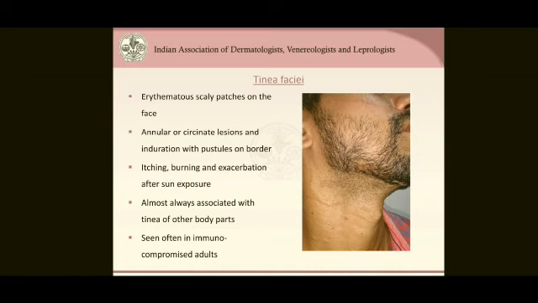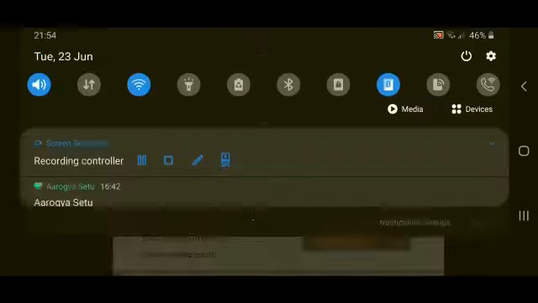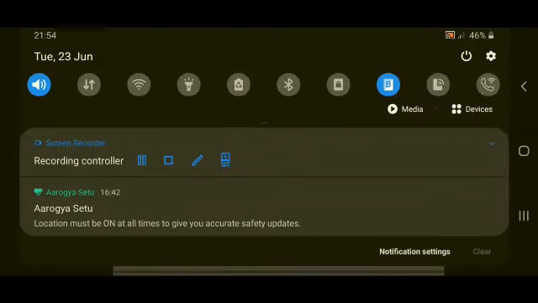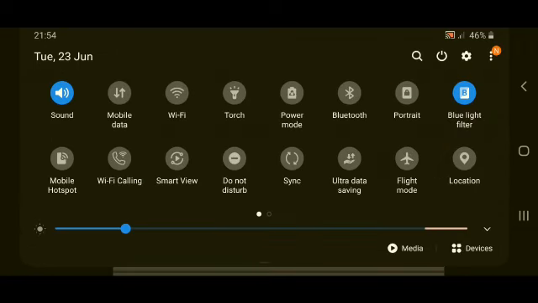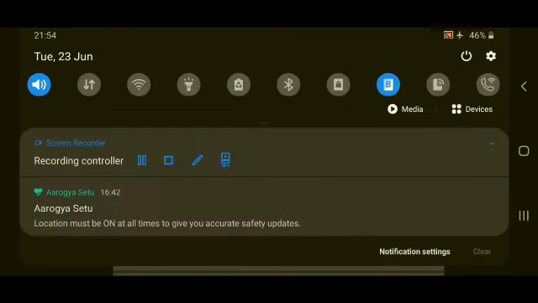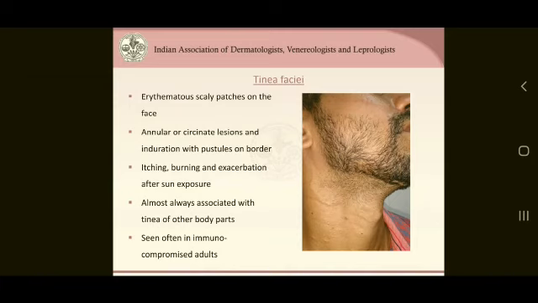Tinea faciei presents as erythematous patches on the face. This also presents as an annular or circinate lesion studded with pustules at the border. You can see the faint border on the neck.